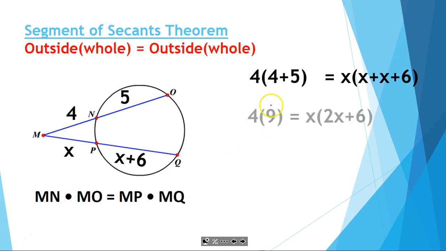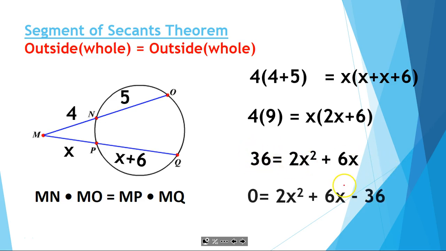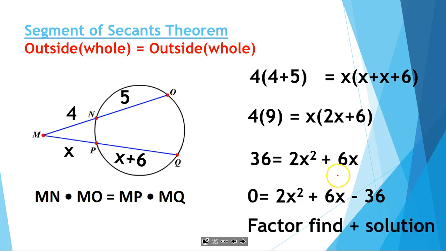So this is going to end up being 4 times 9, and X times X plus X, so that's 2X plus 6. 4 times 9 is 36, and we get 2X squared plus 6X. Now, this is one of those problems where we're going to have to move this 36 to the right. We're going to get negative 36. Our next step is going to be to factor this. When we're looking for solutions here, if we get a negative number or any negative answers, we can eliminate them immediately. Because we're solving for X over here, there's no way that value could be negative because it can't have a negative length.